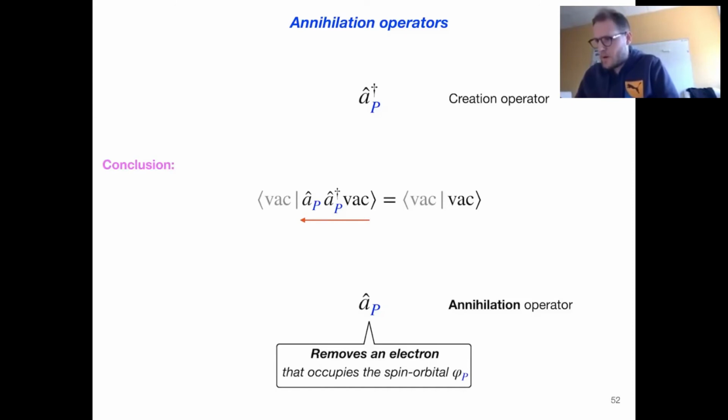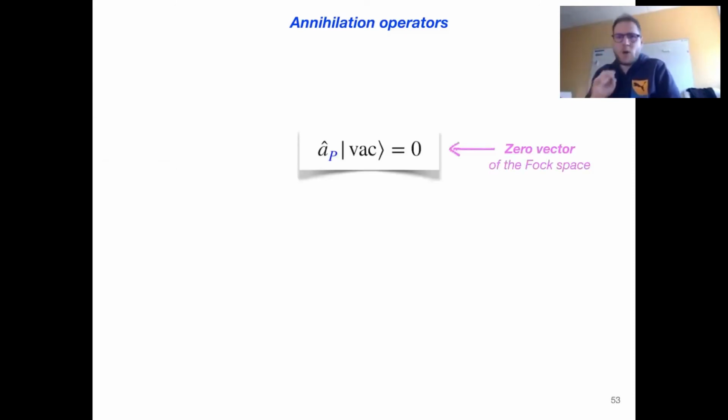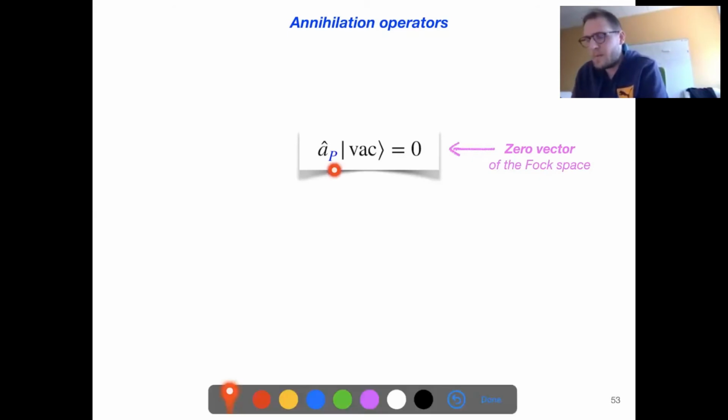Something important as a consequence of what I said is that if the quantum operator a_p is an annihilation operator, obviously, if it applies to the vacuum, there is nothing to remove, so you should get zero. And when I say zero, it's really the zero vector of the Hilbert space we use, which I call the Fock space, just to remind you. So this is an immediate consequence. Every time you apply the annihilation operator to the vacuum, you will get zero. That is something important.